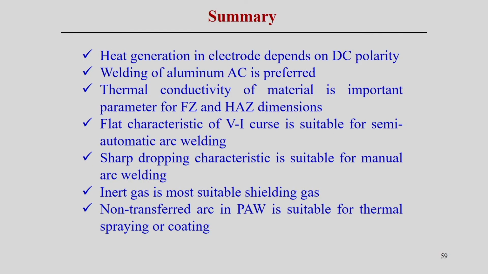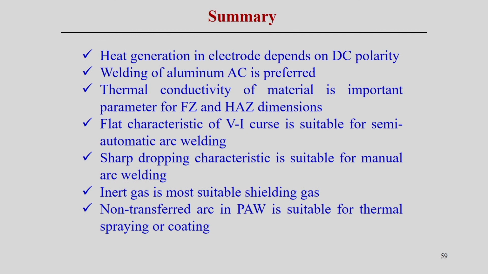Now, we have discussed the different voltage ampere characteristics, the power source characteristics of welding machines. The flat characteristic of the volt ampere relation is mostly suitable for the semi automatic arc welding process, and the sharp dropping characteristic is mostly suitable for the manual arc welding process. So, if we know the power characteristics available in a particular welding machine, accordingly we can utilize this power characteristic mode, whether it is manual welding or some kind of semi automatic welding process.